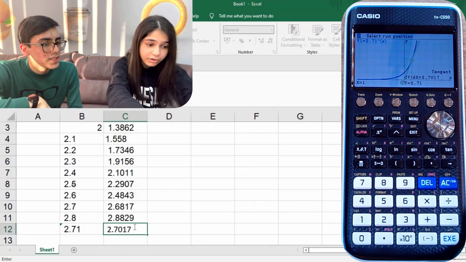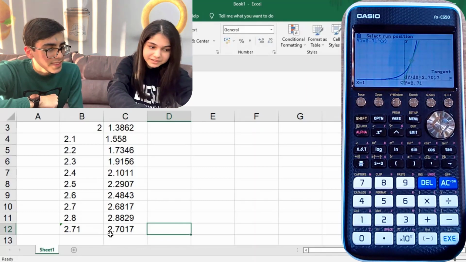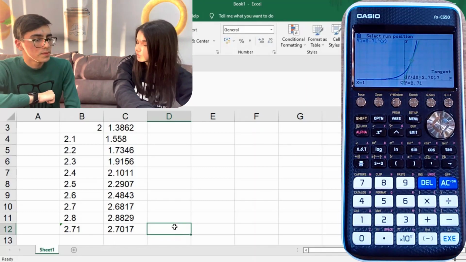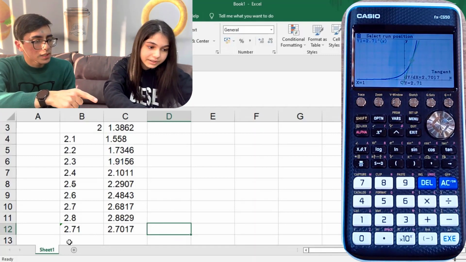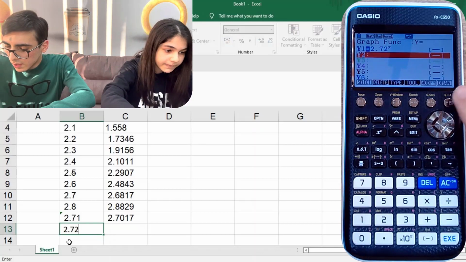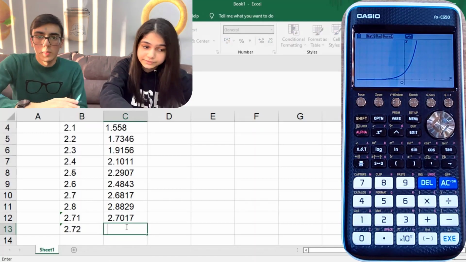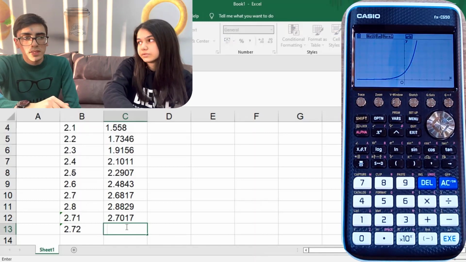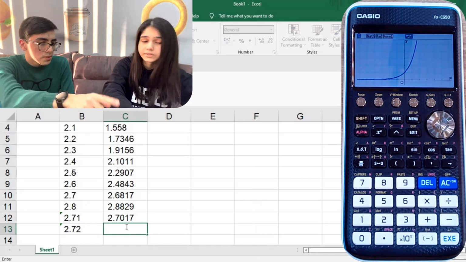2.701. It's amazing. 2.71 and approximately 2.70, they are really too close to each other. And let's go further, like 2.722, maybe. 2.72, yes. Actually, if you remember, as we have said before, e is 2.718, so it's approximately 2.72. So it's really close to e.